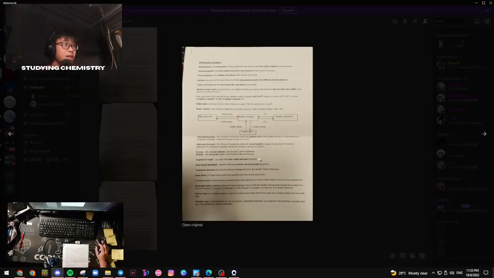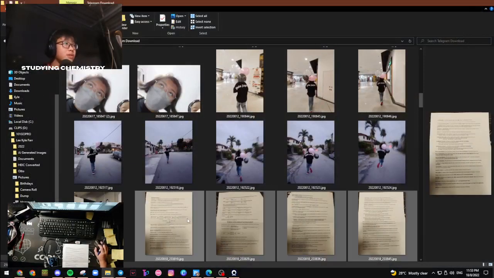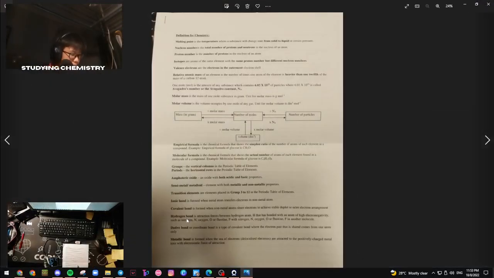Molecular formula of glucose is C6H12O6.